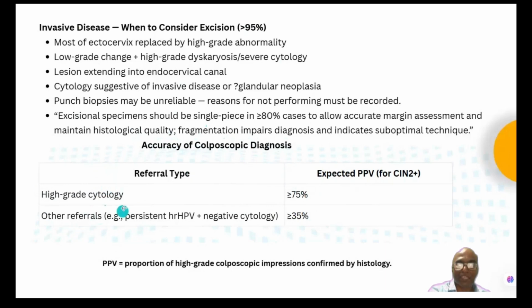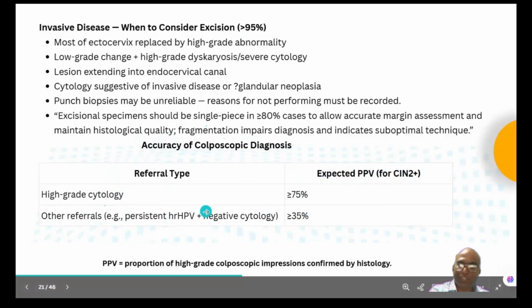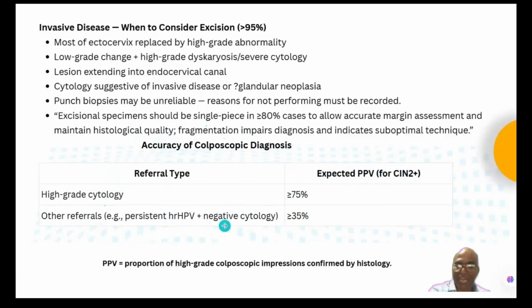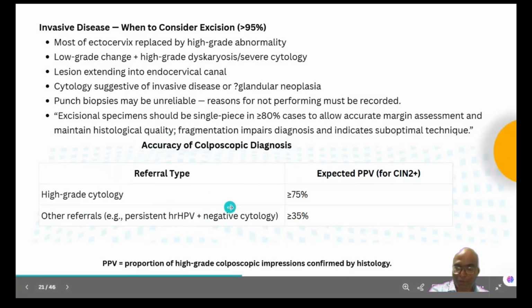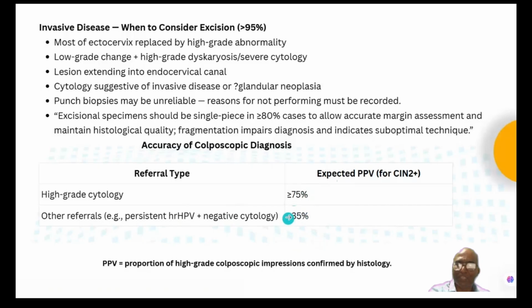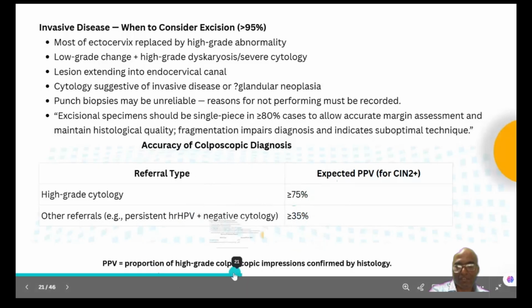But if there is only persistent HRHPV positivity and the cytology is negative, in these cases at 24 months you are going to refer these patients for colposcopy. Having a histologically abnormal finding in these cases is less. Only around 35% of cases will you find positive colposcopic findings which are confirmed by the histology. That is what the positive predictive value is.